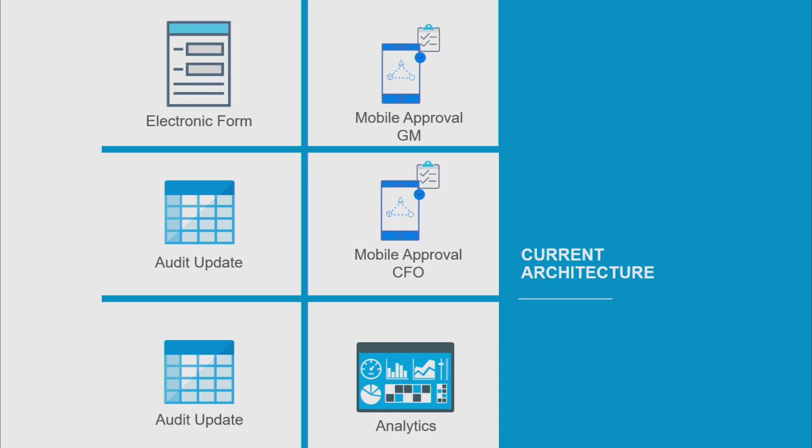So this is what the process looks like right now. It's an electronic form. We've got mobile approvals through Flow. We're capturing all of the audit inside of SharePoint. Once the GM approves, it goes to the CFO. Once he approves, it's then captured in audit.